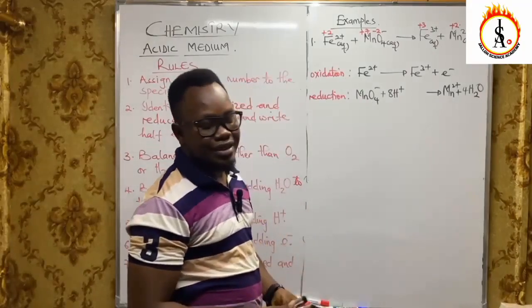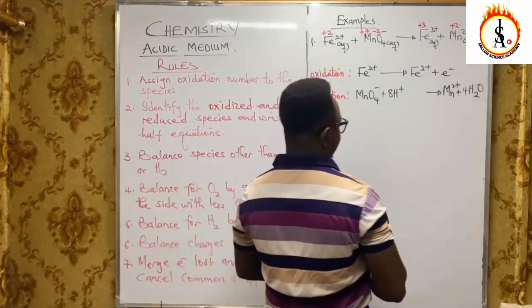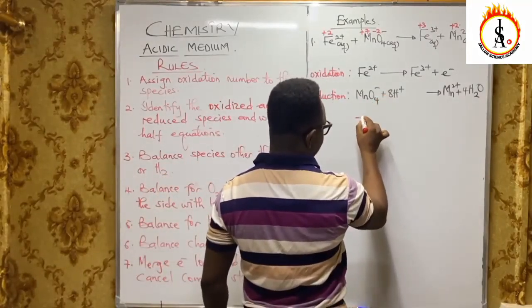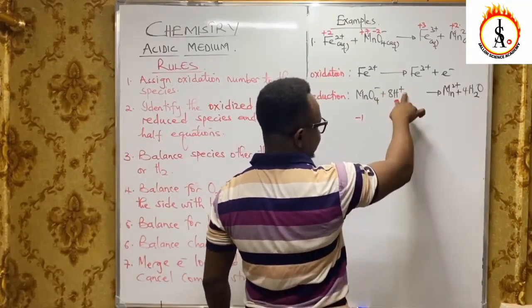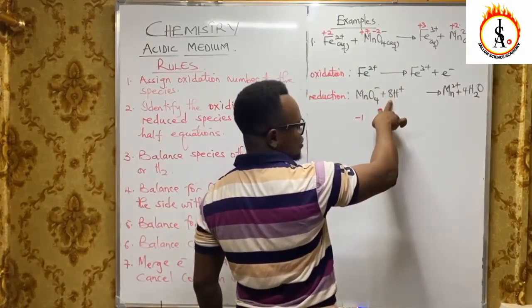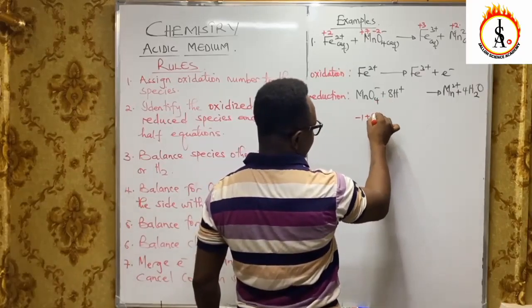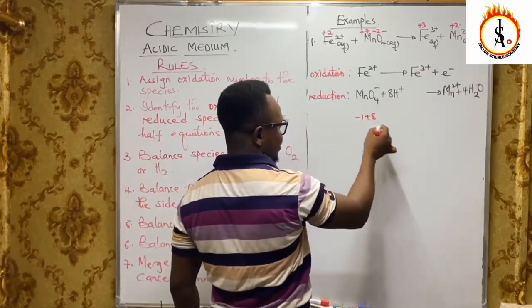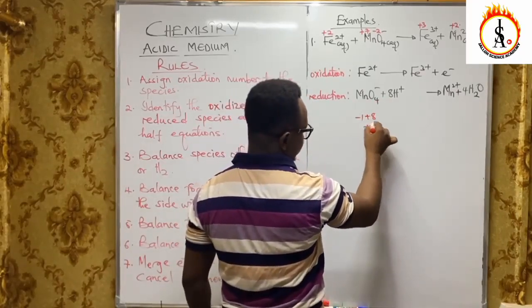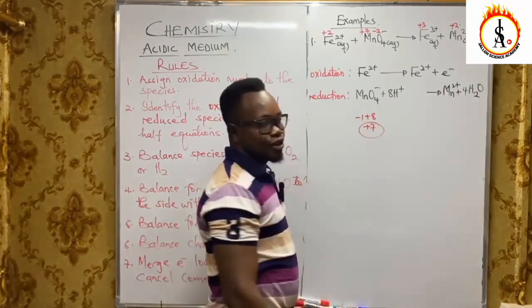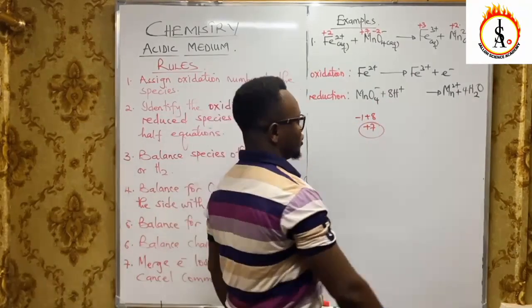So now we check the charges. The charges on this side, this guy has a charge of negative 1. This has a charge of positive 1. You multiply it by the coefficient 8. So minus 1, plus 8 will give us plus 7. So the total charge on the reactant side is plus 7.